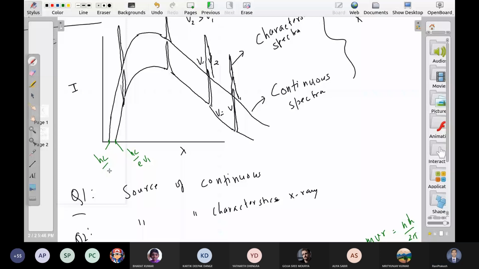What about on the right hand side? Theoretically it should go to infinity. Theoretically तो infinity तक जाना चाहिए, but it ends at some point. There is no drastic end. Okay. So this is the origin of continuous spectra.